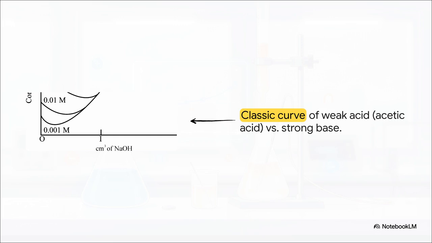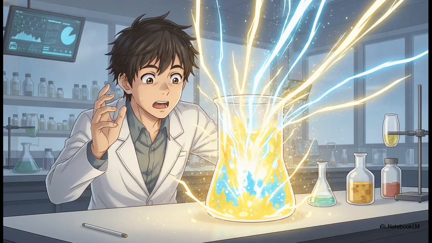Actually, you'll even notice a slight initial dip. This happens because the newly formed acetate suppresses the remaining acetic acid from breaking apart, a phenomenon known as the common ion effect. But then, we hit a turning point. As more NaOH is added, it neutralizes the undissociated acetic acid and converts it into sodium acetate. Now, sodium acetate is a strong electrolyte, meaning it's highly ionized. Consequently, the conductance begins to rise sharply.